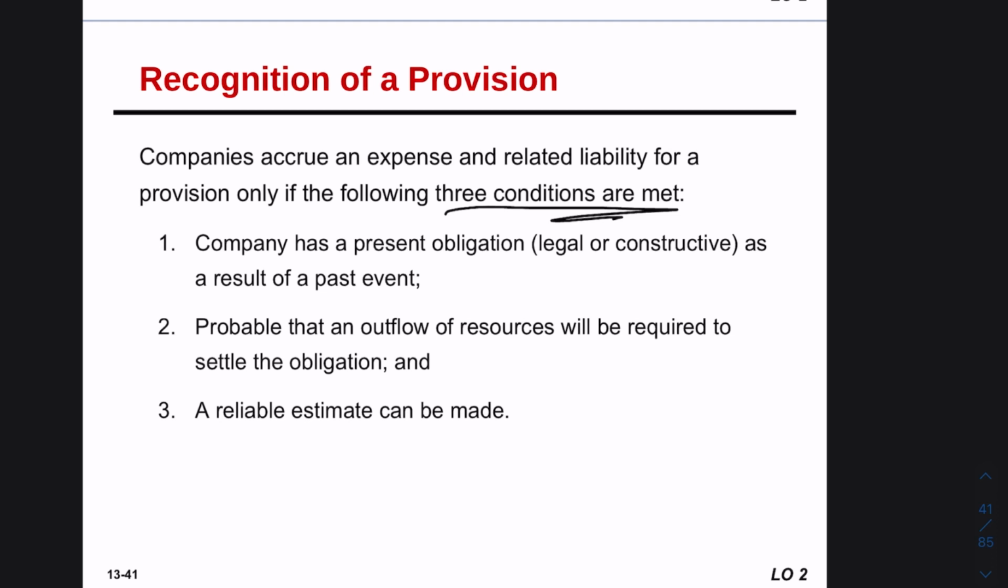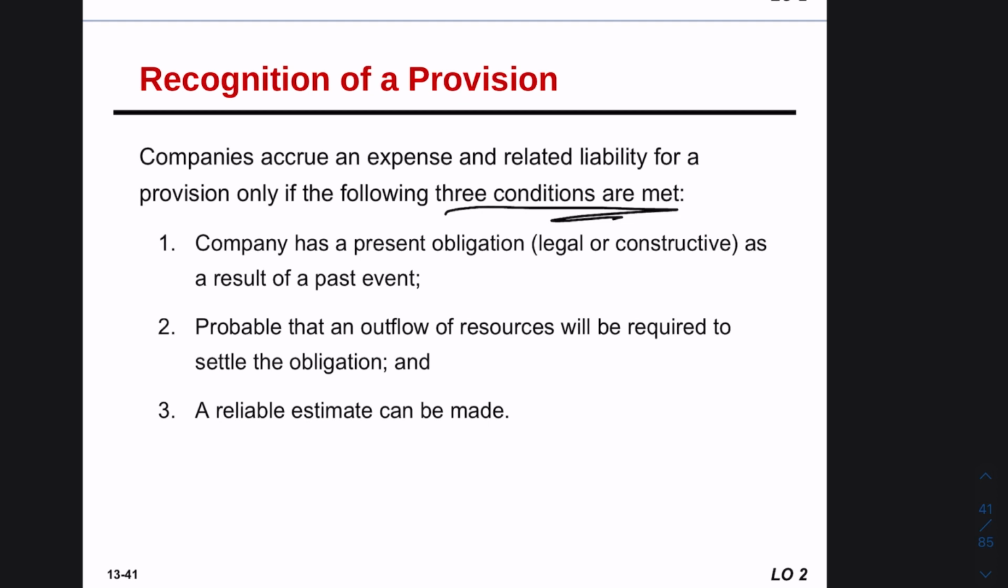Something happened in the past. Maybe a company sued another company, and because of that past event, we have to pay certain amounts. This is the present obligation. It could be legal, it could be constructive. We will treat them the same. And what is legal? Maybe if a company sued another company, this is called a legal obligation, or it could be constructive, and we will see in a different slide what constructive means.